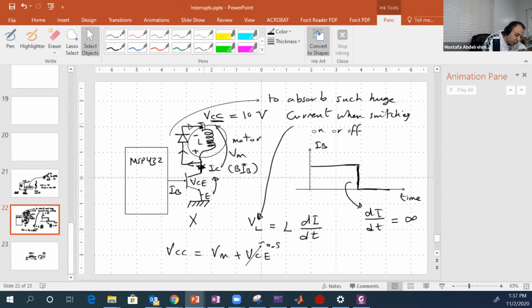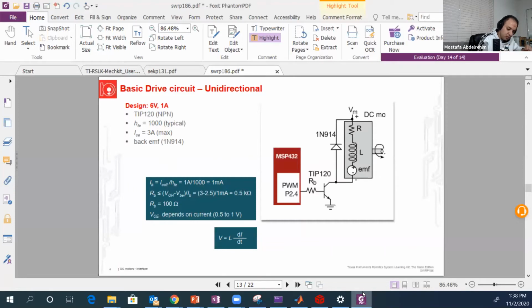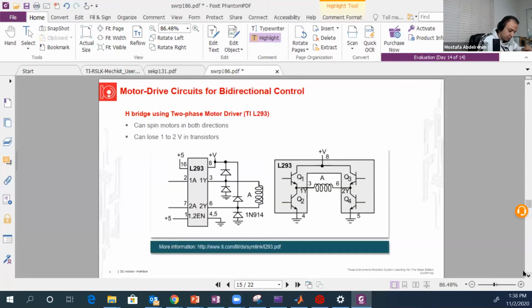The current is flowing from VCC or this battery to the transistor. No other direction. The current can't flow in the other way. So we need a smarter circuit from which we can run the motor in two ways. Okay, so let's see how we can do that. We can do that using this bridge here. This is called the bridge.